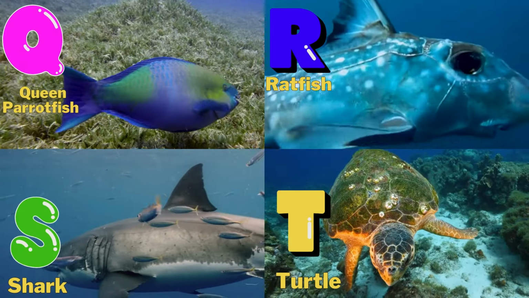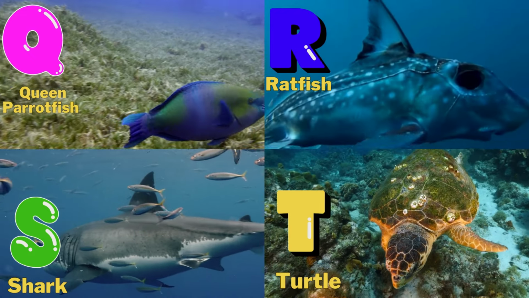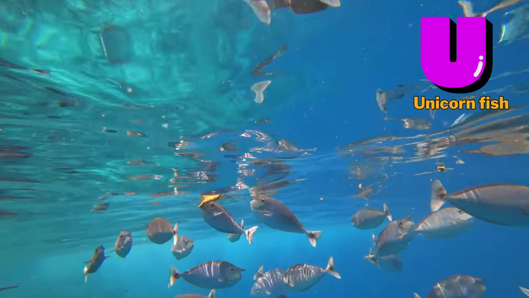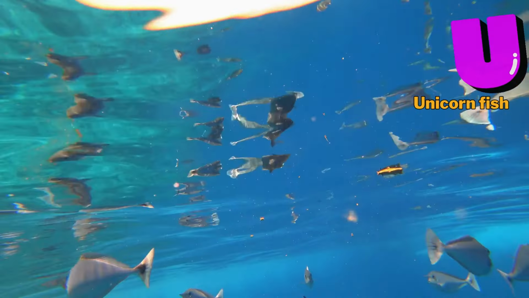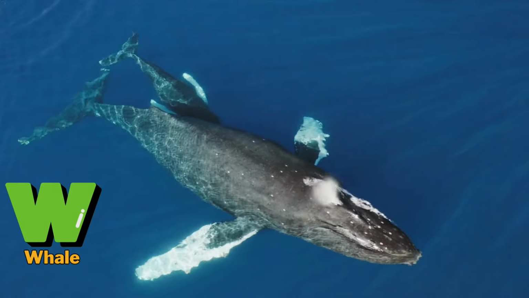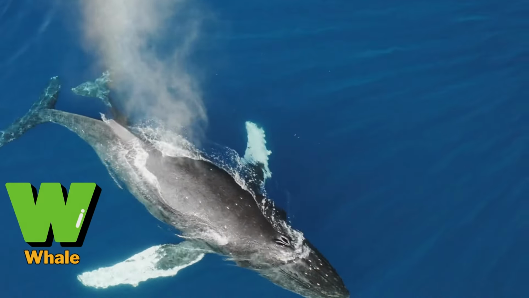U is for unicorn fish. Unicorn fish. V is for viper fish. Viper fish. W is for whale. Whale. X is for x-ray fish. X-ray fish.